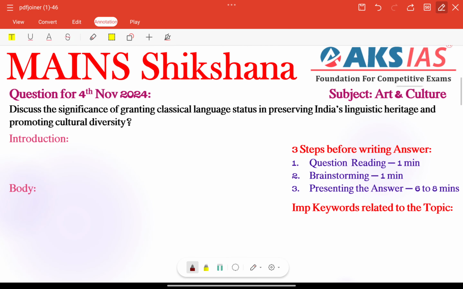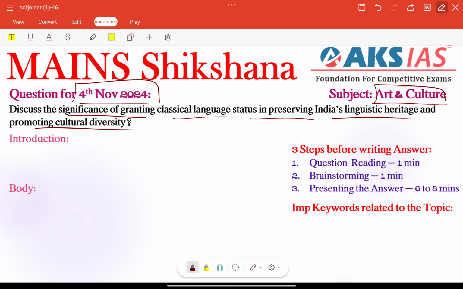So let's take today's main section of the free initiative, that is the question for 4th November 2024, subject related to art and culture. Discuss the significance of granting classical language status in preserving India's linguistic heritage and promoting cultural diversity. Very important question recently seen in the news regarding the granting of classical language status. From that only we have framed this question.